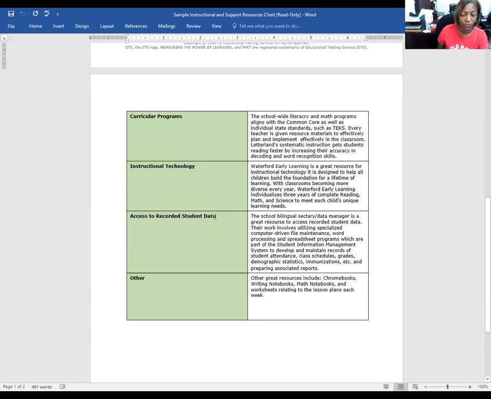Access to recorded student data. Do you have access to recorded student data? I am sure you do. So wherever that is stored at your school, please indicate here. And then if there's something else that you'd like to list, that will be fine. Okay. The next item that we will look at will be screen share.